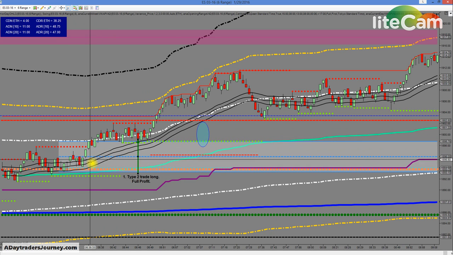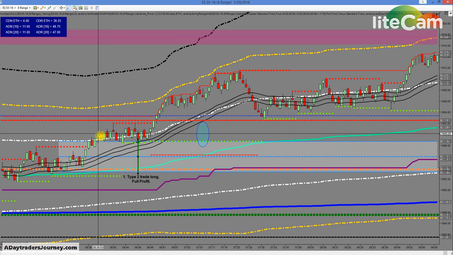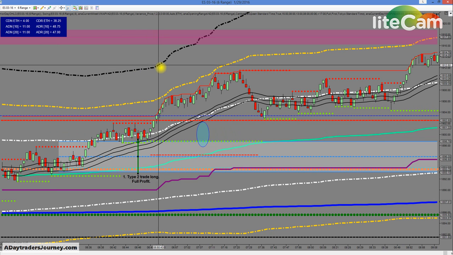So once price broke above this area, I was looking for long trade setups. This was the first time we had a trade setup because price was bouncing off of the standard deviation of the volume weighted average of price. This is the first standard deviation of the volume weighted average of price, or what's called the VWAP. This white line is the first one, the yellow line is the second deviation, and the black line here is the third.